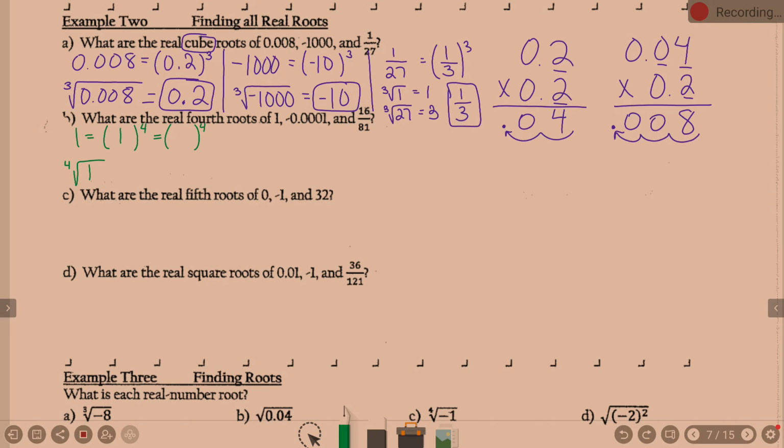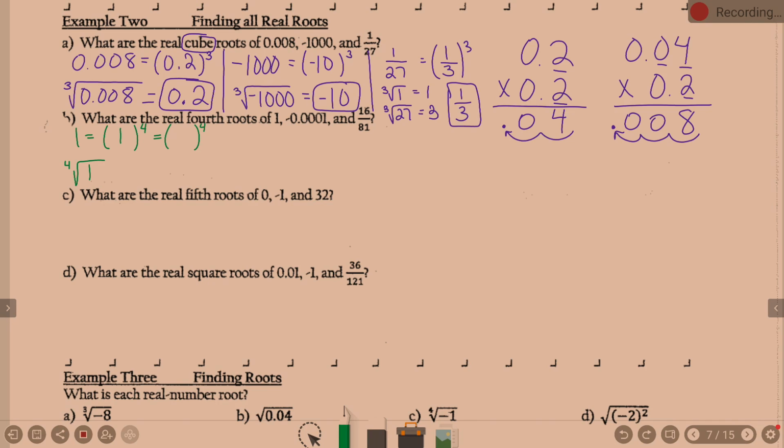Four of what number multiply to be a negative? What do 4 positives multiply to be? A positive. All positives multiply to be positives, right? What do 4 negatives multiply to be? Negative. 4 negatives are going to multiply also to be a positive.